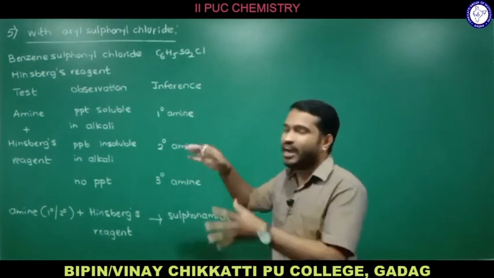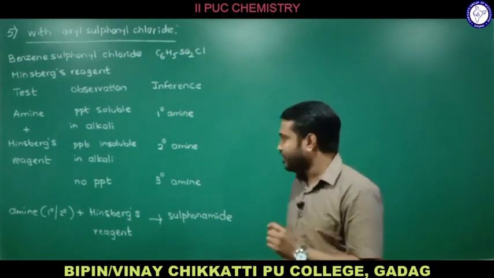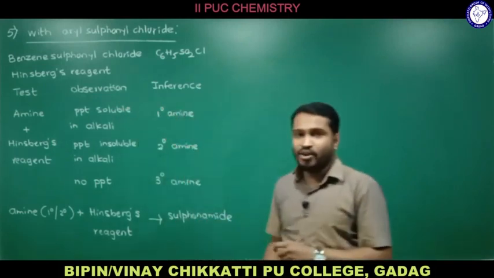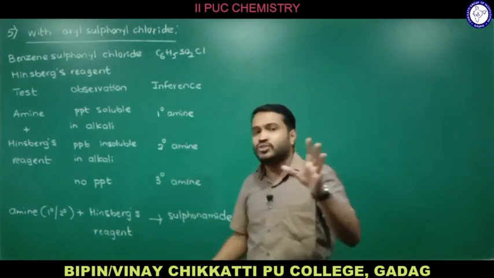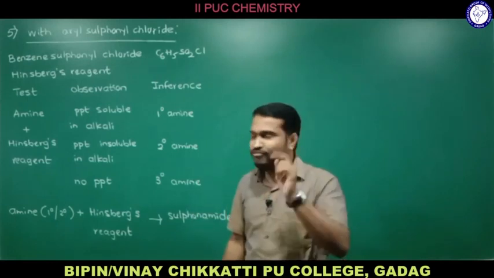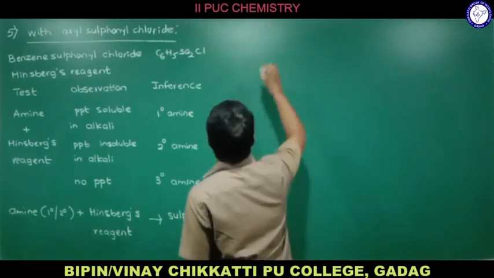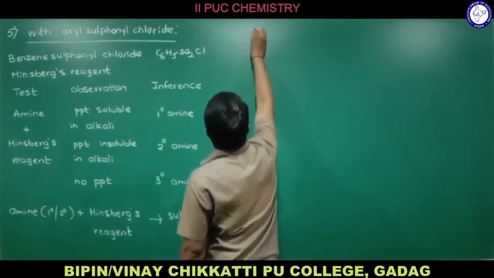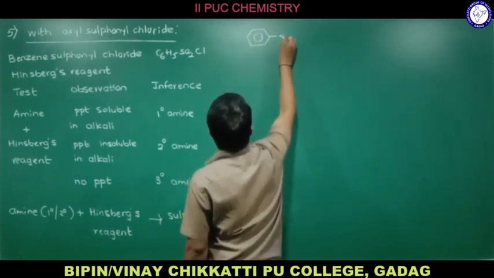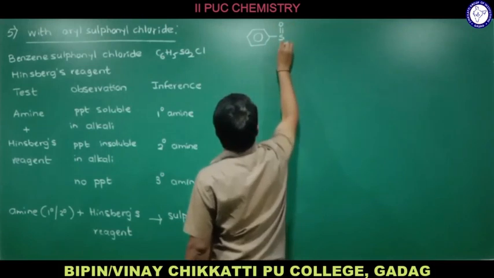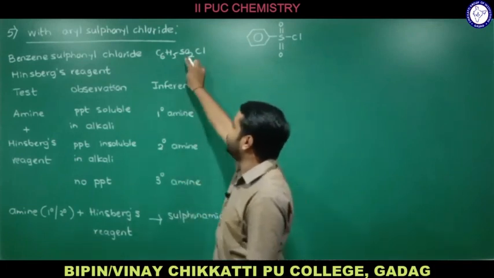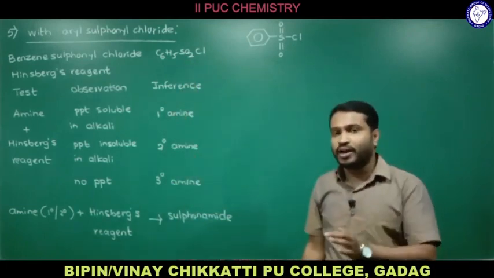This is the practical sense, how we practically identify primary, secondary and tertiary amine. Now you need to know the reason: why in case of primary amine the precipitate is soluble in alkali, why in case of secondary amine the precipitate is insoluble, and why there is no formation of precipitate in case of tertiary amine. We will find out the reason for that. So for that I need to consider the reaction. Let us assume, first I am going to talk about when primary amine reacts with the Hinsberg reagent, and Hinsberg reagent we know, benzene sulfonyl chloride, C6H5SO2Cl.